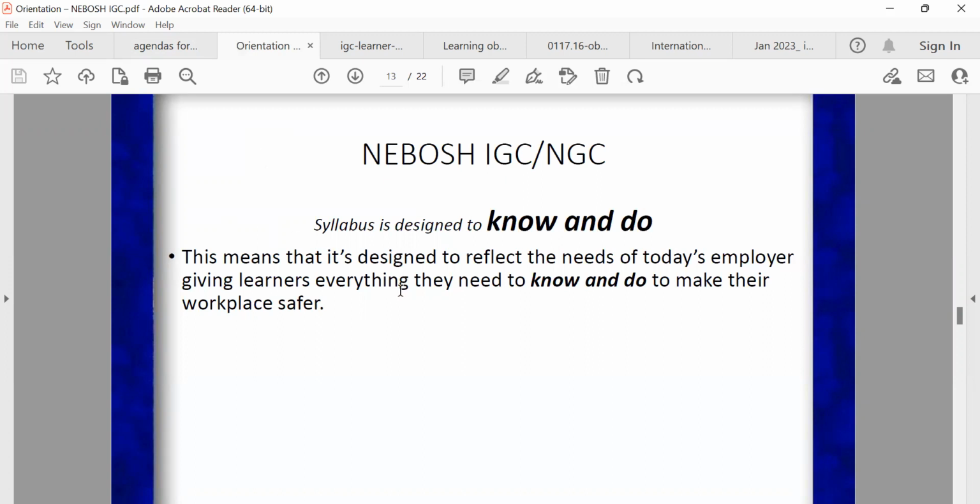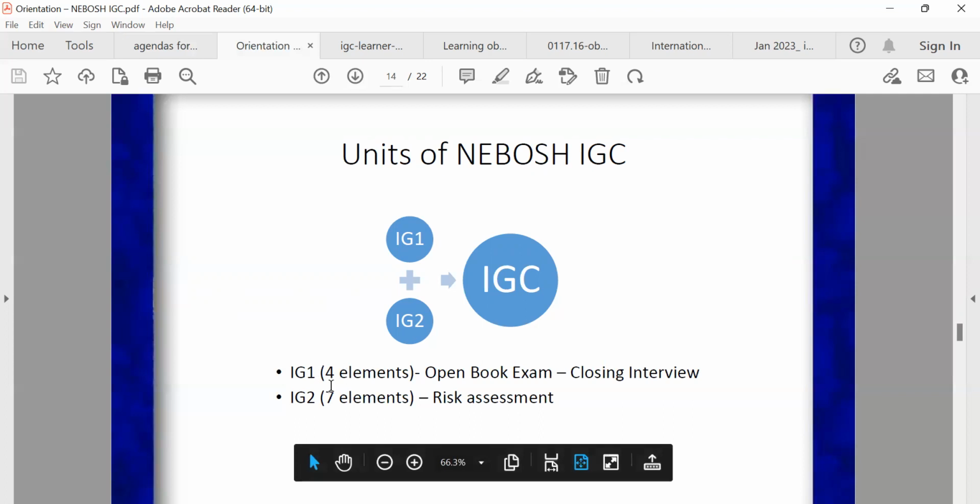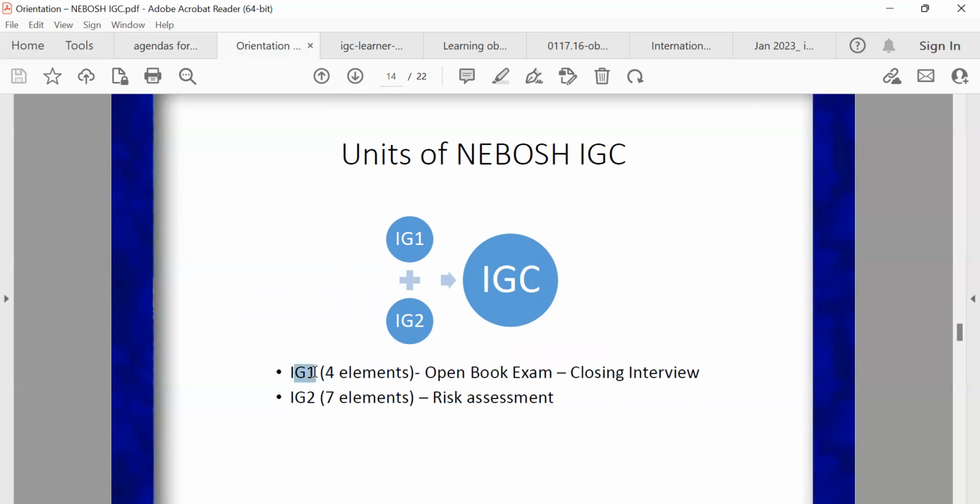Hence, this course is divided into 2 units. Most of you guys know about this. Still, I'm just giving you an introduction. This course is divided into IG1 and IG2. In order to get IGC certificate, you need to pass both IG1 and IG2. In case of NGC, you need to pass both NG1 and NG2. There are 11 elements you need to cover in this IGC program. The first 4 elements are discussed in IG1. Rest of the 7 elements are discussed in IG2.